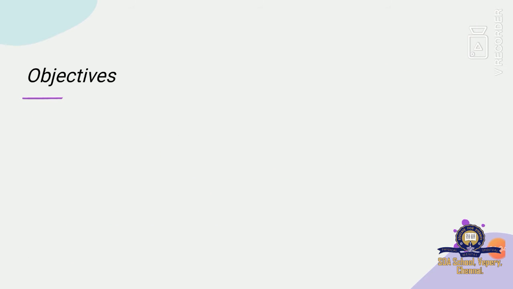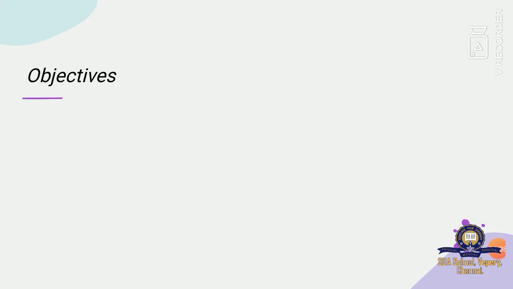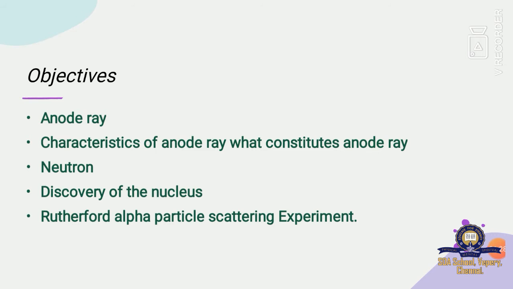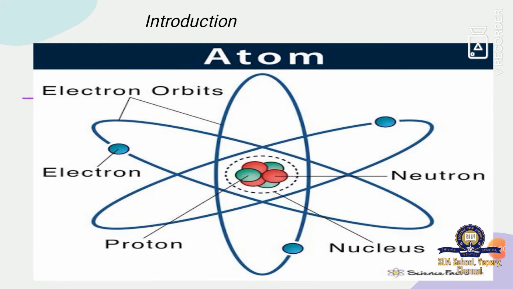In today's class, we are going to learn about anode ray, characteristics of anode ray, what constitutes anode ray, neutron, discovery of nucleus. So these are the topics that we are going to learn in today's class. And also we are going to learn about Rutherford experiment on alpha particle scattering.